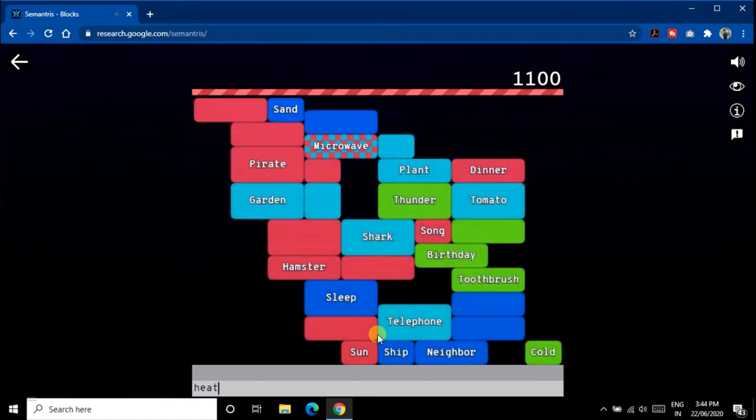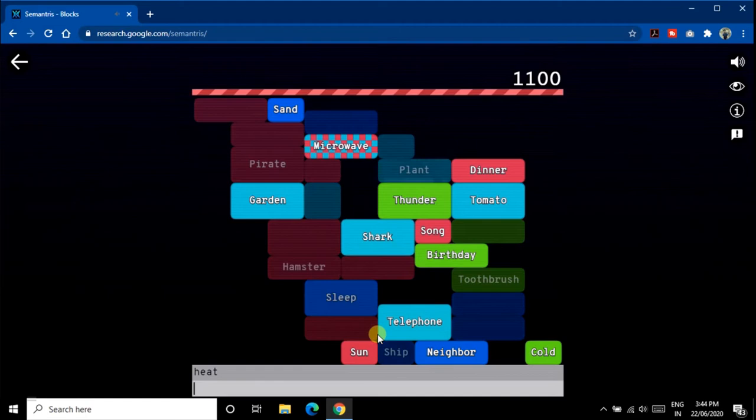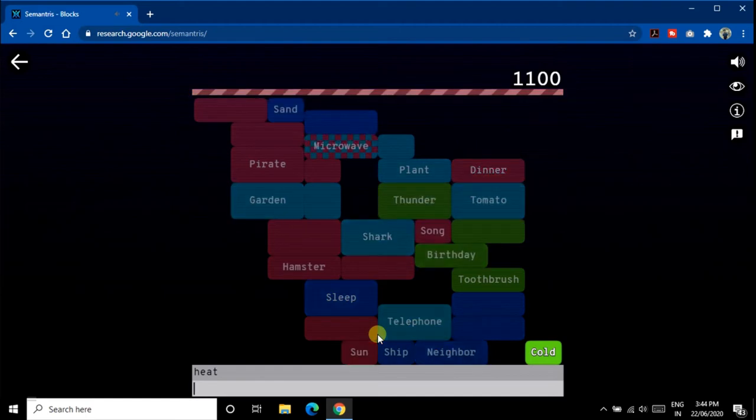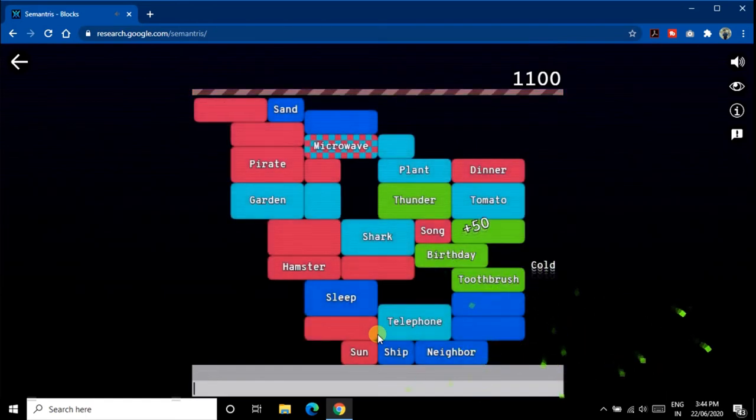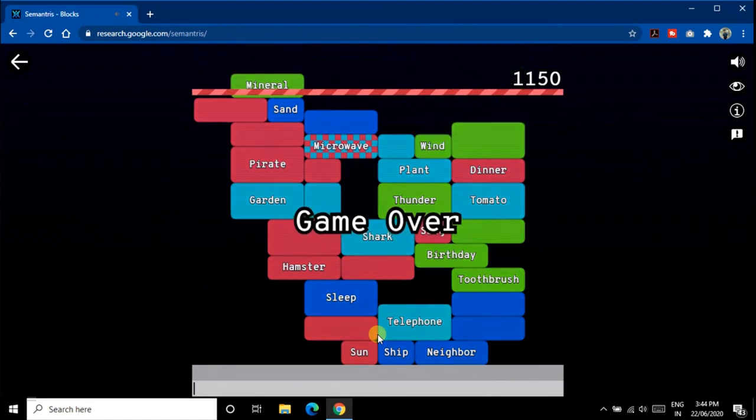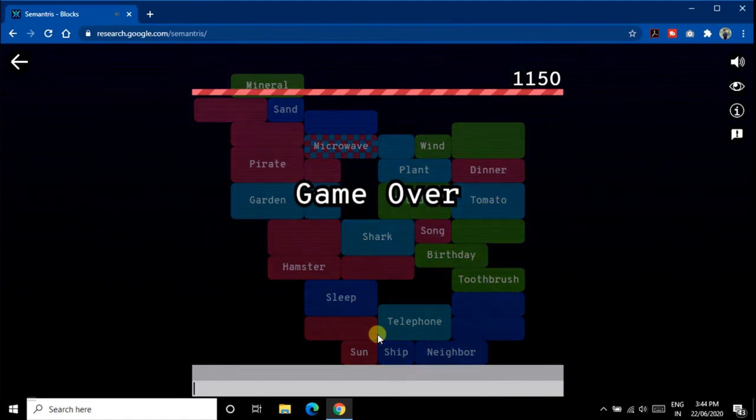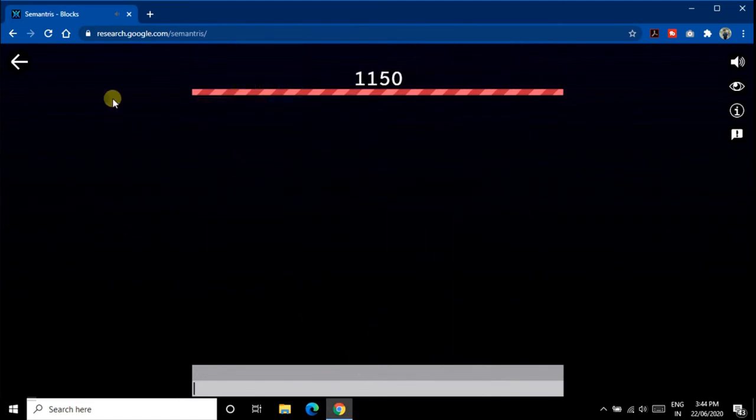Microwave. It heats. Okay, let's see what it does. I think... Okay, we have lost the game now. But it's fun. That's how you play the game. Alright, this is the block mode.